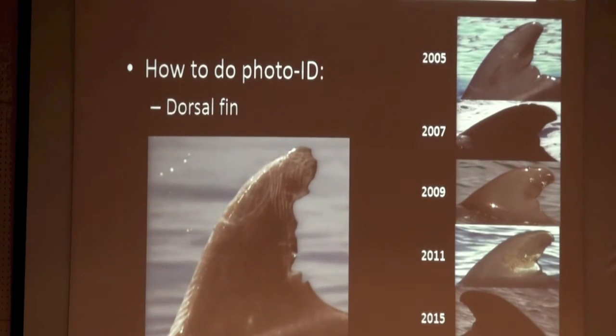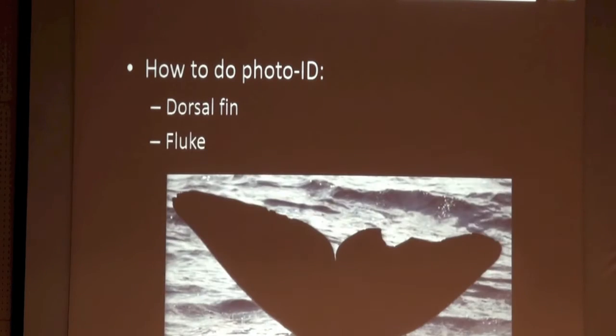So how do you do photo identification? As I said before, depending on the species, for most delphinid species you want to look at the dorsal fin. This is an example of a pilot whale here from Madeira. It has evolved a little over time, so it has a new nick here in 2011 and a new one here in 2015, but you can still recognize it quite easily.